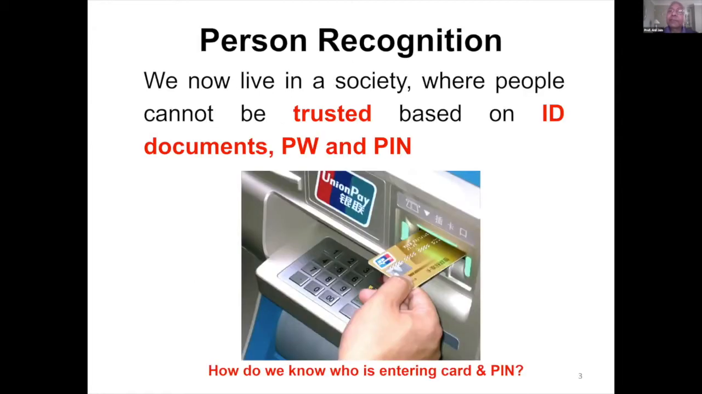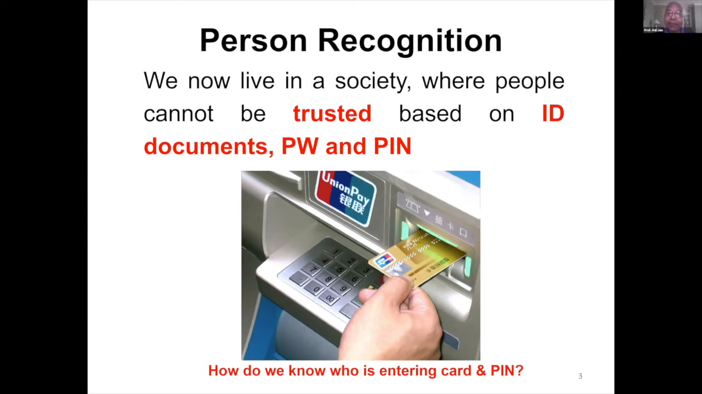So when we talk of person recognition, traditionally we have been using ID documents, passwords, and PINs. But we are now living in a society where people cannot be trusted based on these documents. It's very easy to get a fake driver's license or fake passport, and people typically use a very simple PIN number. 1234 is a common PIN number. For password, the word "password." I mean, there are a lot of statistics about it. In fact, I've heard that some people write their PIN number on the ATM card itself, which defeats the purpose of two-factor authentication, the card and the PIN.